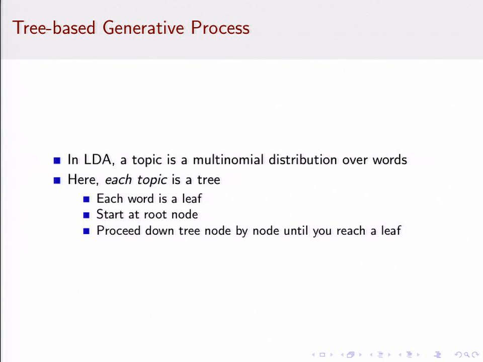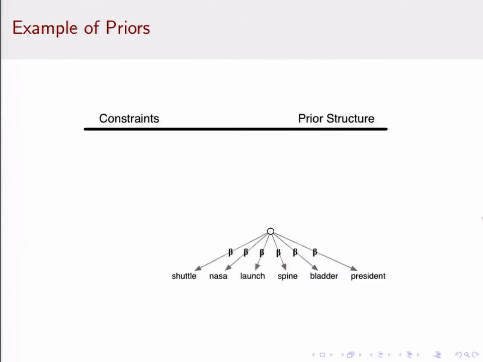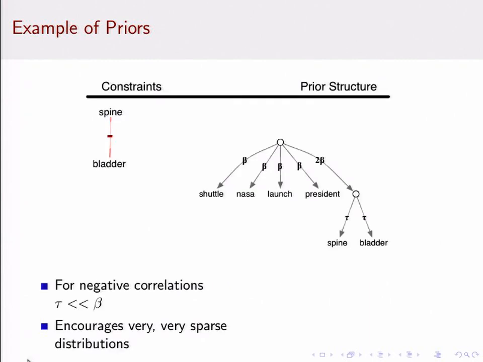So questions so far? Okay, so this is what a normal uncorrelated distribution would look like. You have one root. You all have the same prior to get to any of the children. What we're going to do instead is, when we have a negative constraint, put those under the same parent node and make that Dirichlet prior very, very small, and this encourages sparse distributions. So you start at the root node, you come down to this node, and you have a stark choice to make, either go here or here. You can't do both in a single topic.